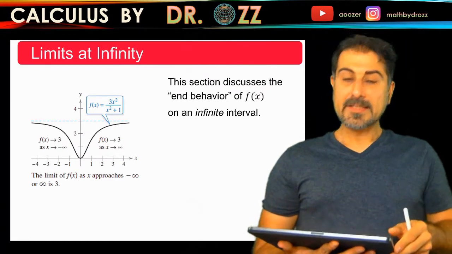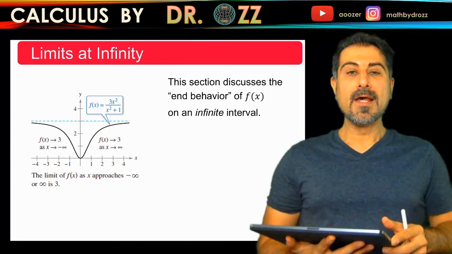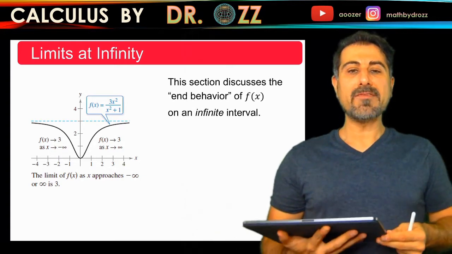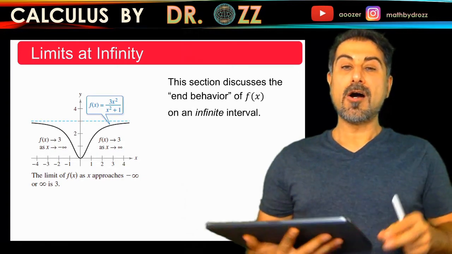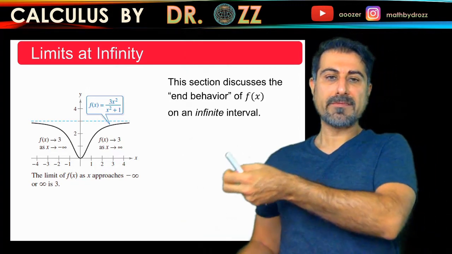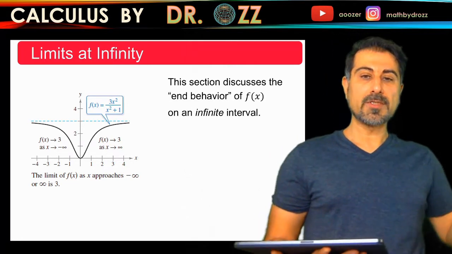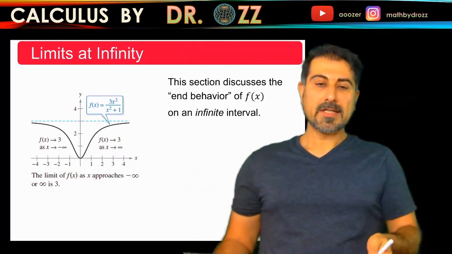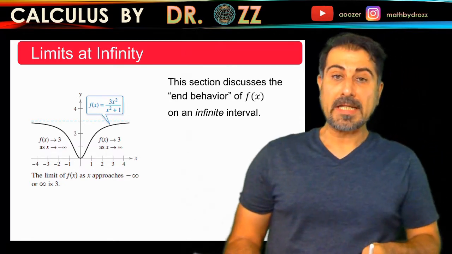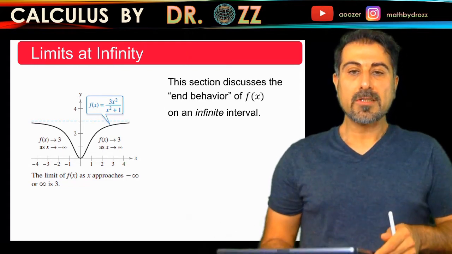I'm going to start off with an example. It's in fact an example of a rational function, 3x squared over x squared plus 1. We're going to talk about the long-term behavior, or end behavior, of this function on an infinite interval, the interval negative infinity to infinity. Essentially, we're looking at the limit of f as x approaches infinity, and secondly, the limit of f as x approaches negative infinity. In short, this is called the end behavior or long-term behavior of the function.